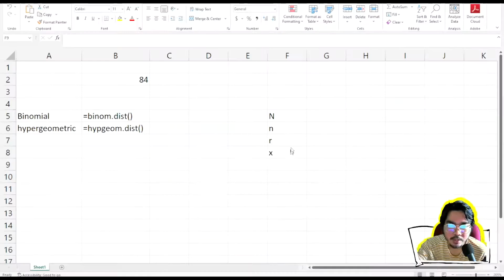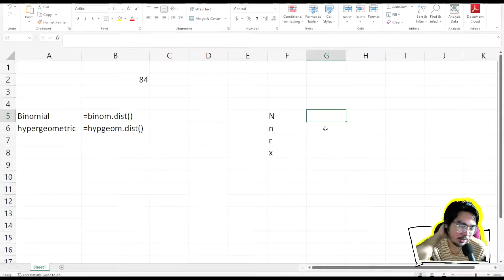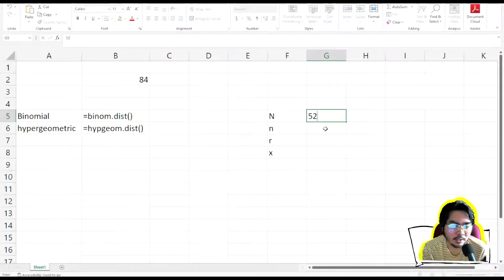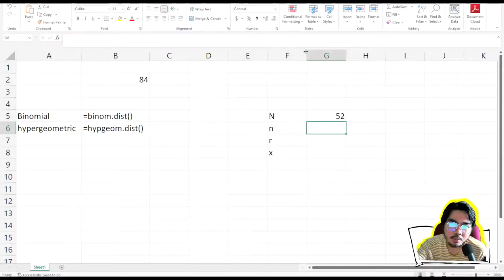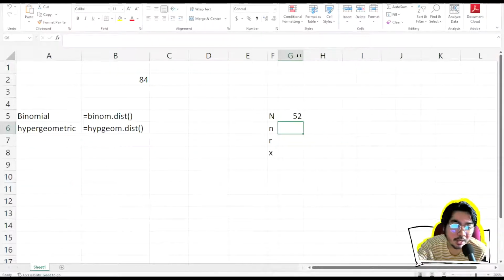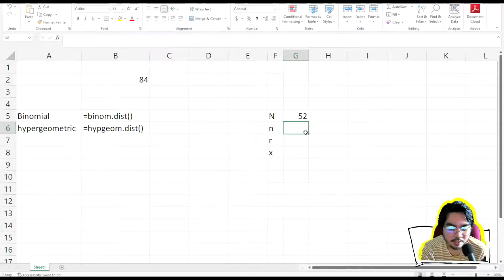Tama. So our big N is the total number, in this case the deck of cards. So this is 52. Then the small n is, in a way, the number of trials that we will do. Tama? The problem says we get 5, so we do 5. n equals 5.